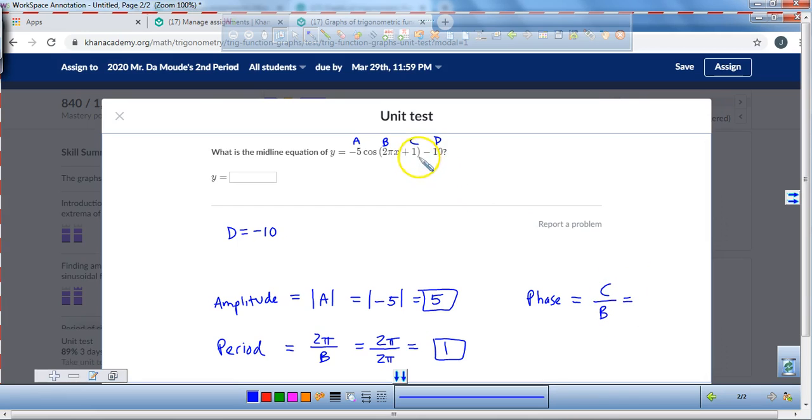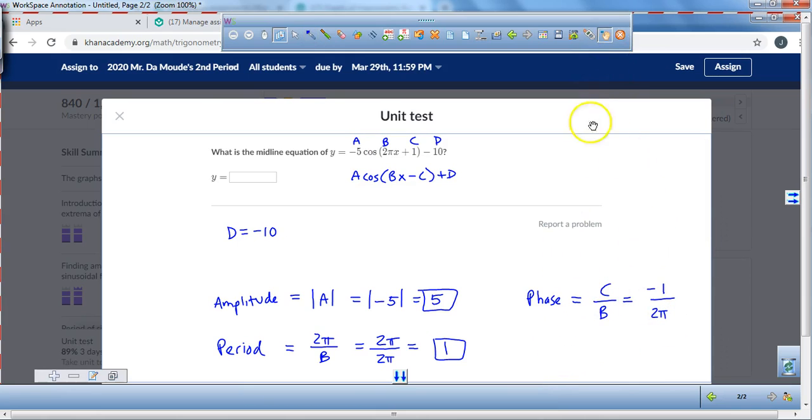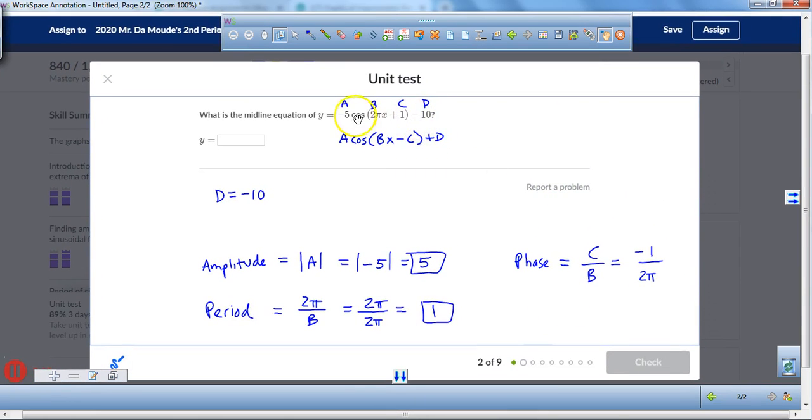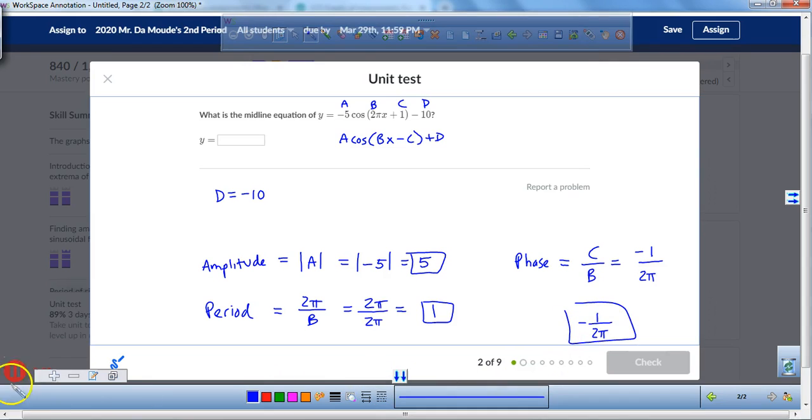All right. And our c value, now this one's a little bit tricky, all right? It says +1, okay? But we're in this form: a cosine bx minus c plus d. So I'm going to say our c value is actually -1, all right, and our b value is 2 pi, and so our phase shift is going to be c divided by b, -1 over 2 pi. So basically, -1 over 2 pi would be our phase shift.